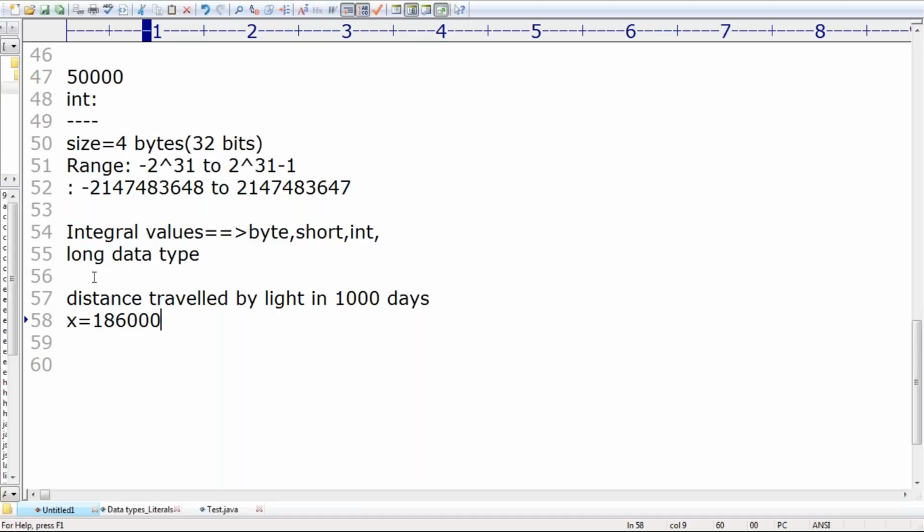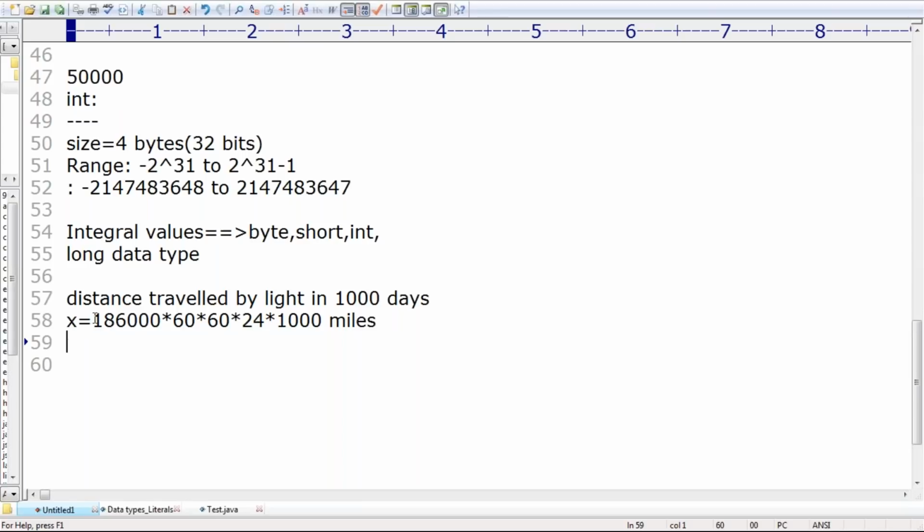Per minute means into 60. Per hour means into 60 again. Per day means into 24. Per 1000 days means into 1000. Wow, these many miles, man. So the amount of distance traveled by light in 1000 days is these many miles.